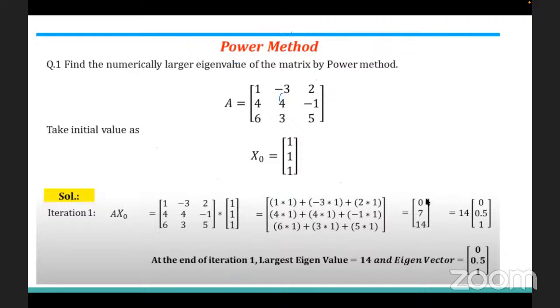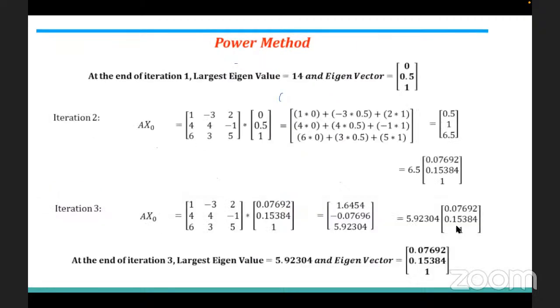Now we're not going to use what we got here as the eigenvector in the next iteration. Initially we started with a guessed vector 1, 1, 1. So now we have an eigenvector, and that is what we're going to use in the next iteration, right? At the end of the first iteration, we had 14 as our eigenvalue, and our eigenvector was 0, 0.5, and 1. Now that eigenvector, let's multiply it again with that matrix.